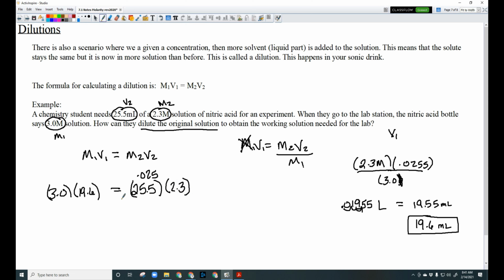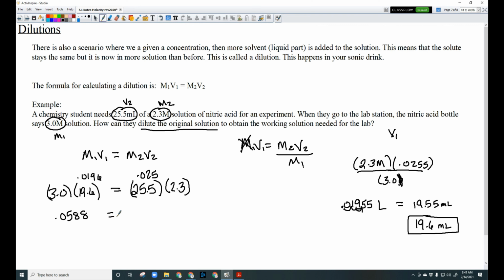0.025, okay, and 0.0196. So when we multiply these, they should be equal. 3.0 times 0.0196 is equal to 0.0588. And let's check to see if that is correct.